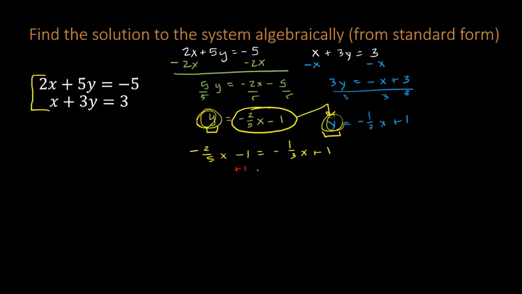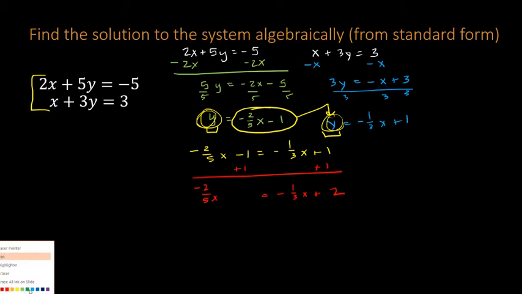So let's see, I'll add 1 to both sides of my equation. I get negative 2/5 x equals negative 1/3 x plus 2. Again, when dealing with fractions, I recommend figuring out a common denominator, which in this case is 15.